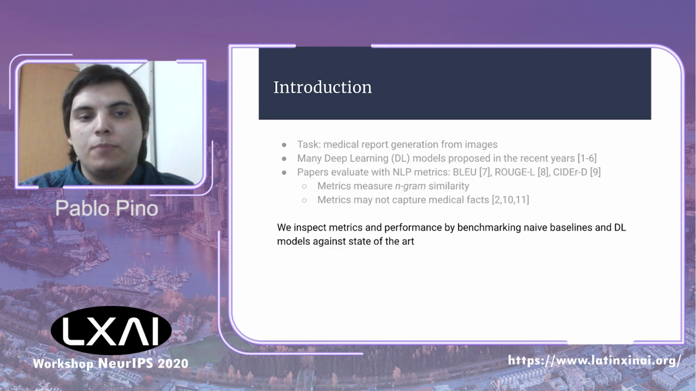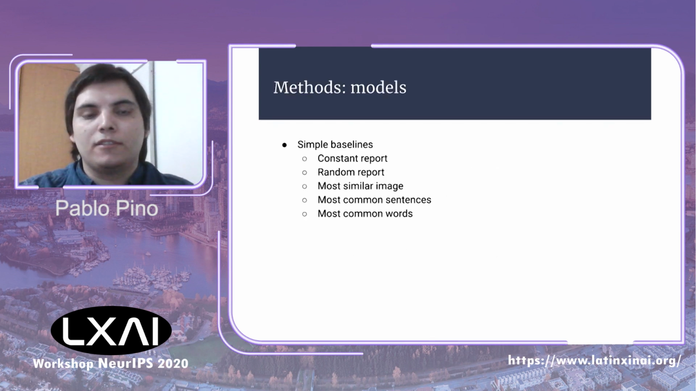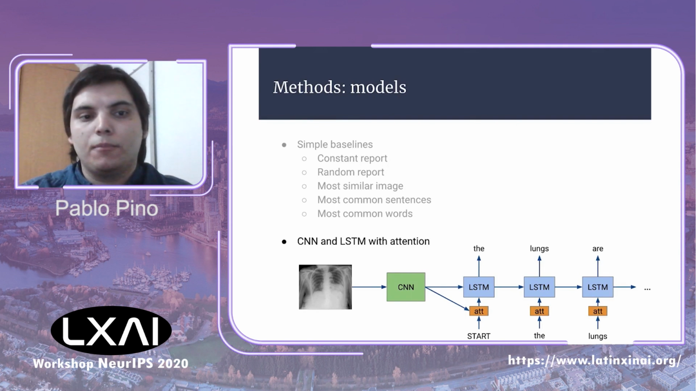So, in this work, we inspect these metrics and the performance by benchmarking some simple baselines and deep learning models. We implemented 5 simple baselines. First, a model that always outputs the same constant report. Second, a model that returns a random report from the training set. Third, a model that searches the most similar image in the training set and returns its report. And the last 2 methods use the most common sentences and words to generate a random report. Also, we trained a deep learning model that uses a CNN and an LSTM with an attention mechanism that generates the report word by word.